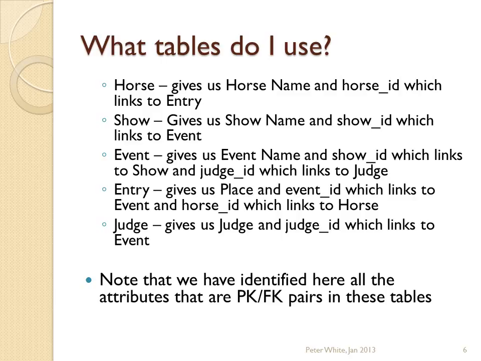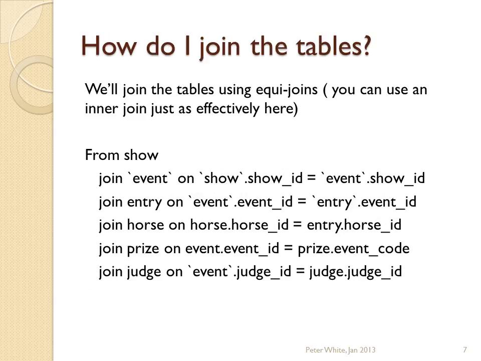So note what we've done here is we've identified all the attributes that are primary key, foreign key pairs in these tables, and these are the things we're going to use to join our tables together. So how do we join them? We'll join them using equijoins, although you can use inner joins here just as effectively, but equijoins are nice and simple, so let's have a look at it. So we start off from show, join event, on show.showID equals event.showID. So we'll go through these one at a time. So we're joining show and event, and we're using show ID as the common attribute to join those.